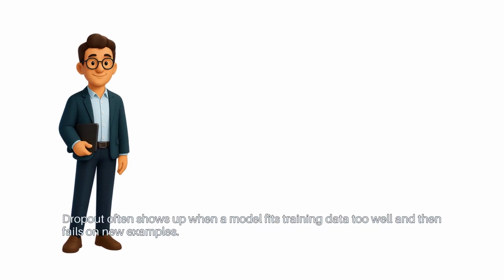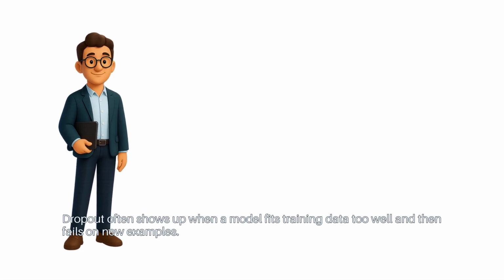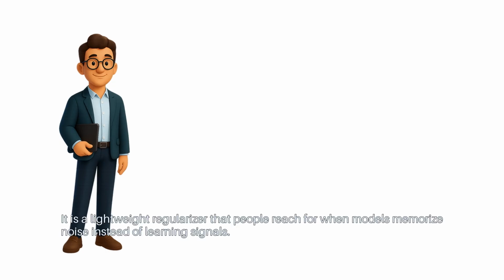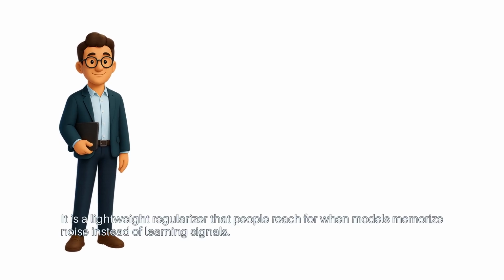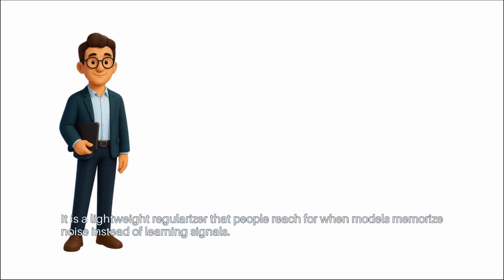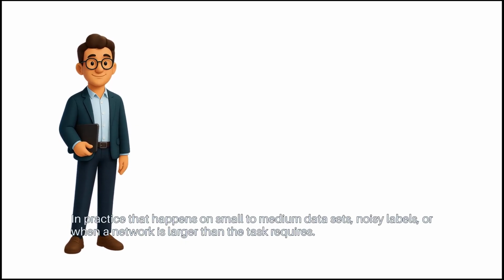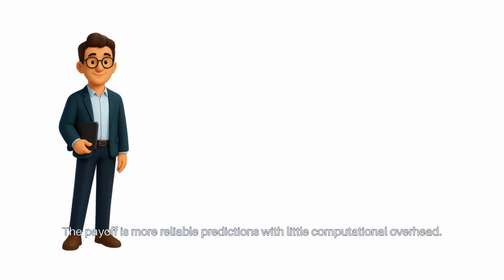Dropout often shows up when a model fits training data too well and then fails on new examples. It is a lightweight regularizer that people reach for when models memorize noise instead of learning signals. In practice, that happens on small to medium datasets, noisy labels, or when a network is larger than the task requires. The payoff is more reliable predictions with little computational overhead.